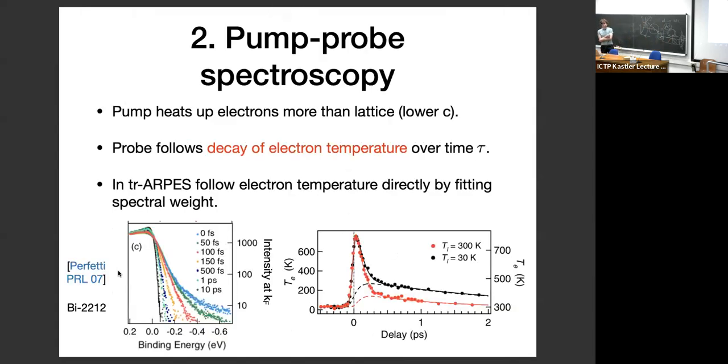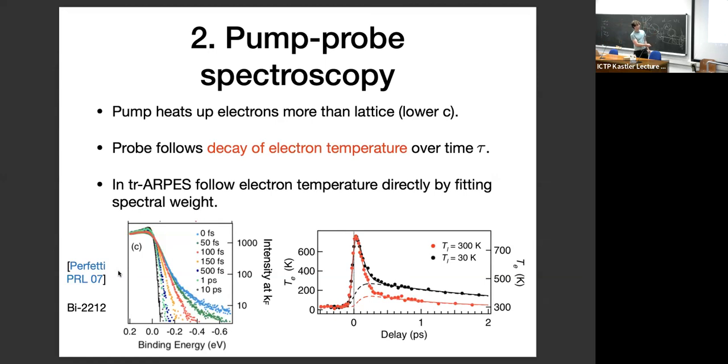Another place where this time scale appears is in pump probe spectroscopy. And there you actually measure the temperature of the electrons as a function of time. Okay, so you whack the electrons with a laser. Because the electrons have a lower specific heat than the lattice, they heat up much more than the lattice does, right? So most of the energy, you whack the system, the energy goes into everything. The electrons have a lower specific heat, so they heat up more. So you whack it with one laser and then you start probing it with another laser and you want to see how the electron temperature decays over time.